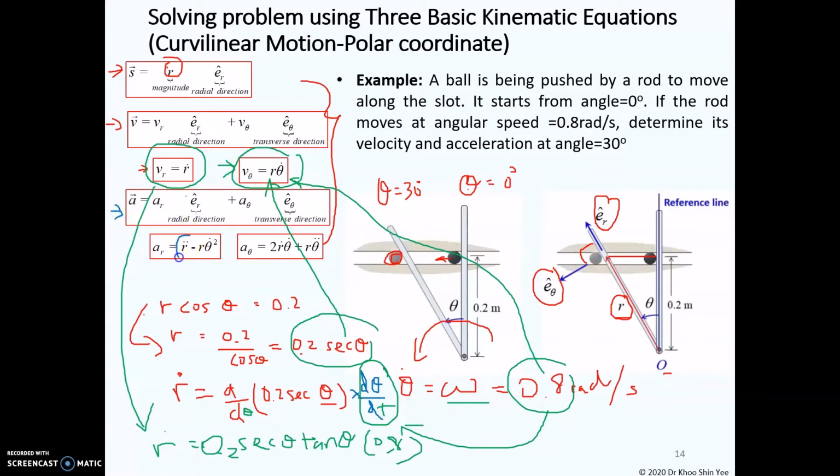So you need to compute the r double dot, which is the sliding acceleration. To obtain the sliding acceleration, you need to differentiate r dot with respect to time, d over dt. Before we continue, it's important to highlight that the rod is moving at a constant angular velocity. Therefore, the angular acceleration is equal to 0 in this case.